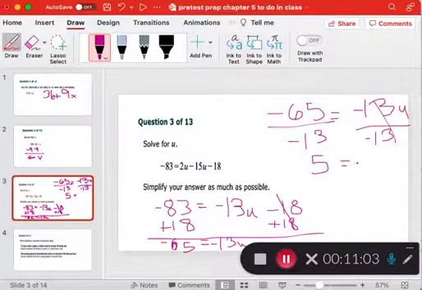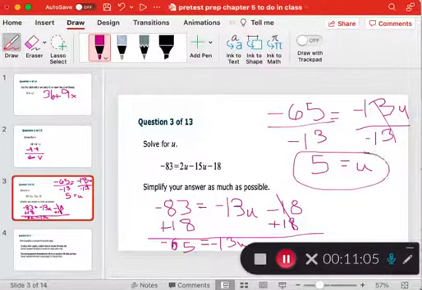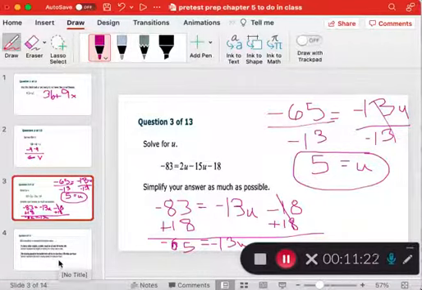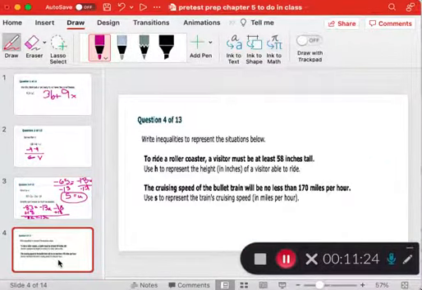5 equals u. Divisible by 3: you add the digits together, and if the sum of the digits is a multiple of 3, it's divisible by 3. 33 divided by 3, you know it's divisible by 3 because you add the 2 things together and it's a 6. That's right. Okay, everybody look at number 4.